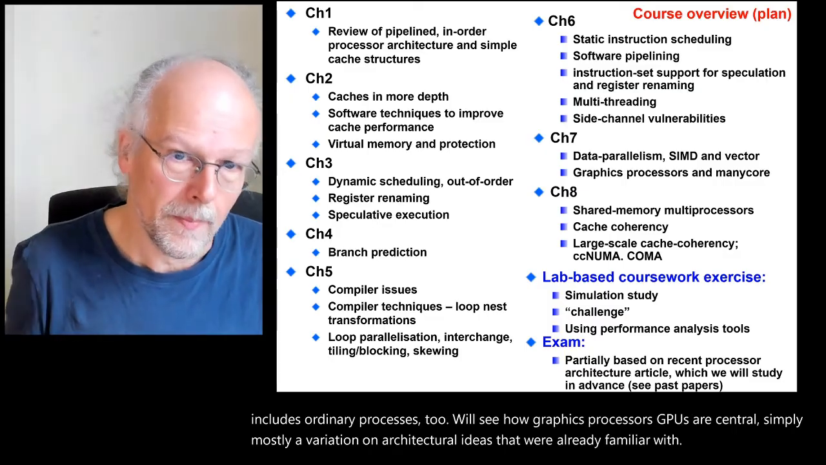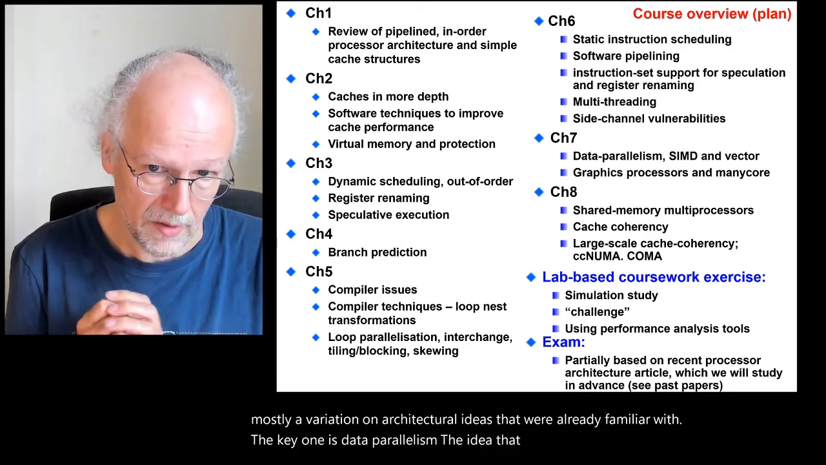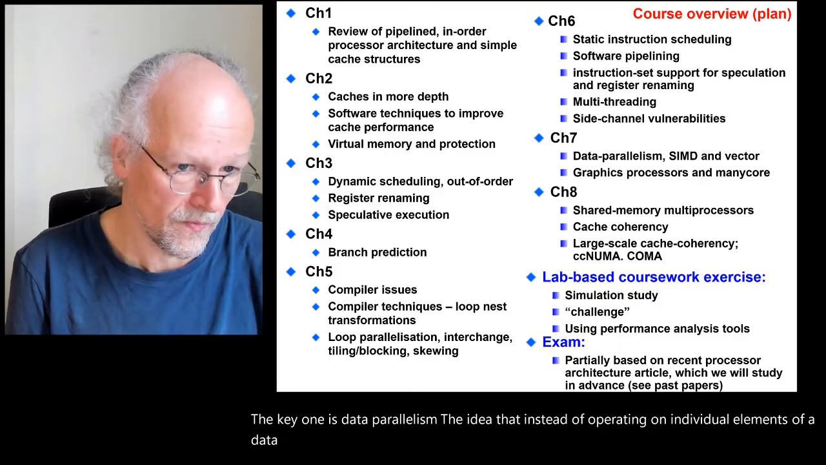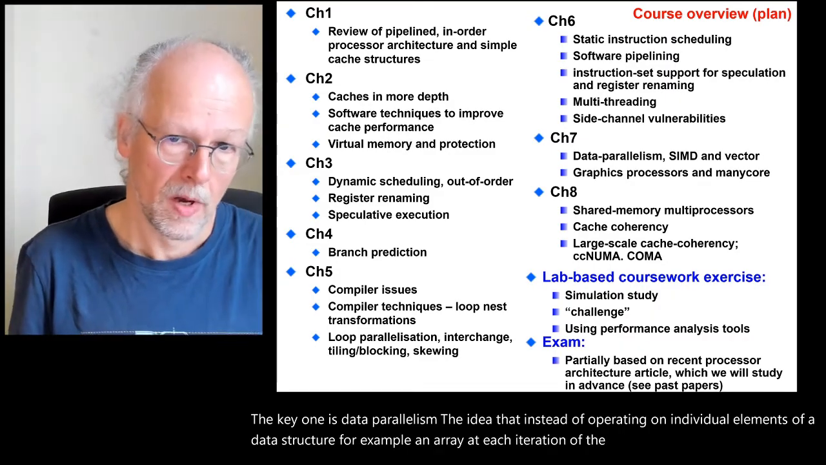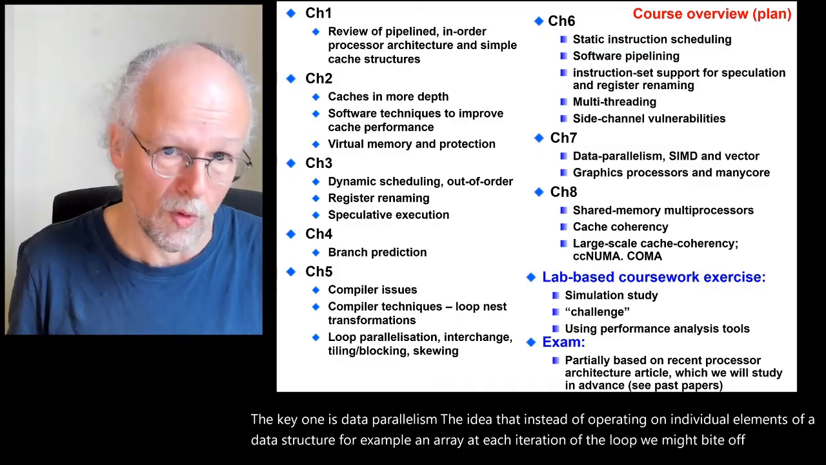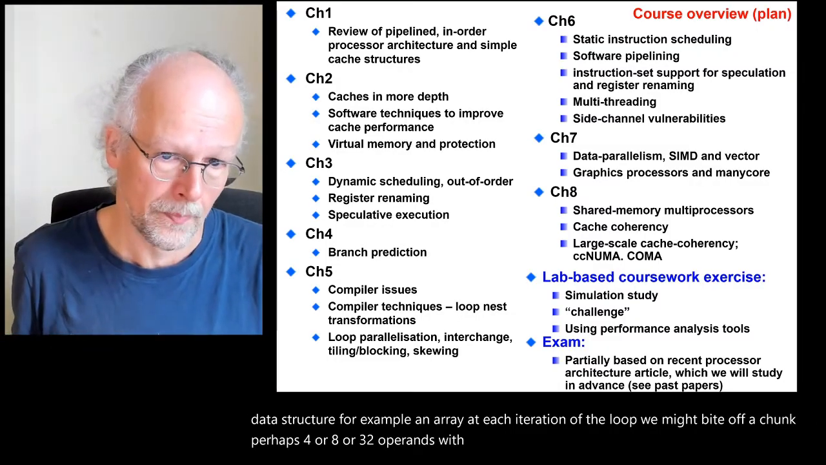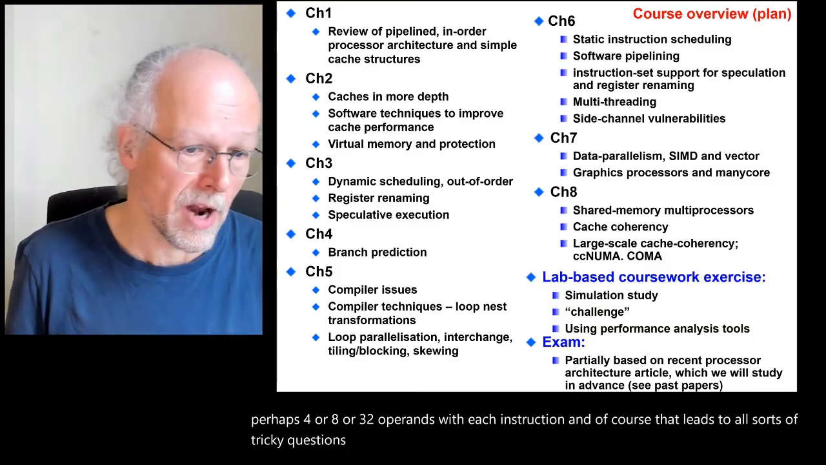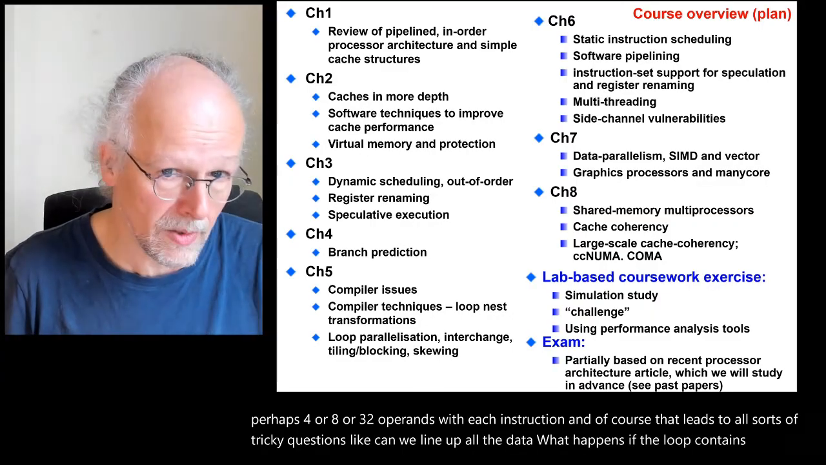The key one is data parallelism, the idea that instead of operating on individual elements of a data structure, for example an array, at each iteration of the loop, we might bite off a chunk, perhaps 4 or 8 or 32 operands with each instruction. And of course that leads to all sorts of tricky questions like, can we line up all the data? What happens if the loop contains if-then-else's, and so on.